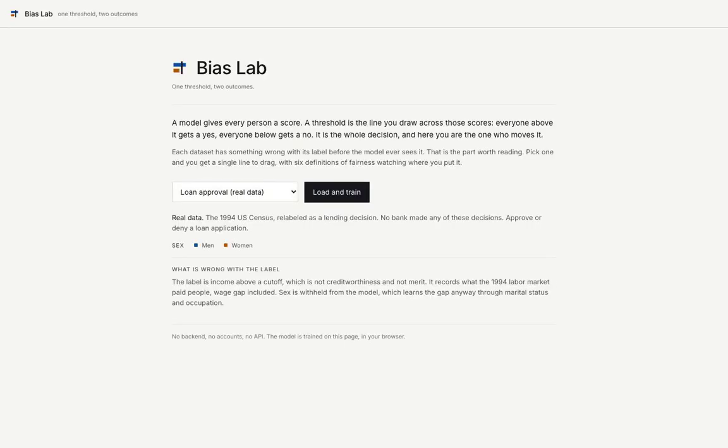Here's the data. 1994 US Census, relabeled as a loan decision. No bank ever made these calls. The label is income over a cut-off, which isn't creditworthiness, and it isn't merit. It's a record of what the 1994 job market paid people. Wage gap and all. And I never gave the model anyone's sex. Watch it find the gap anyway.